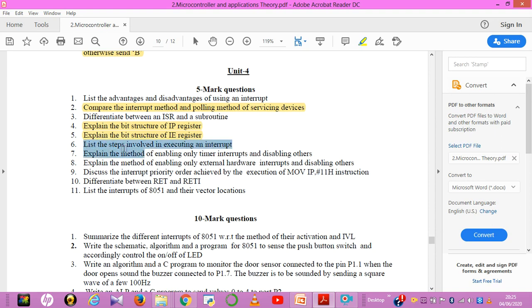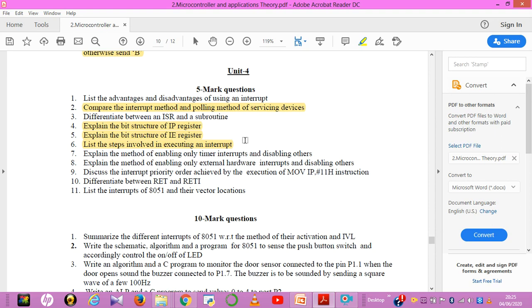Next is this, also a very important question in the exam. So many times they ask this one: list the steps involved in executing an interrupt. It's very important because 8051 always performs its normal execution. It won't always give service to interrupts. An interrupt occurs whenever service is required. Once an interrupt occurs, the CPU has to suspend its normal execution and go to the interrupt service routine. Then it has to give service to the enabled interrupts.